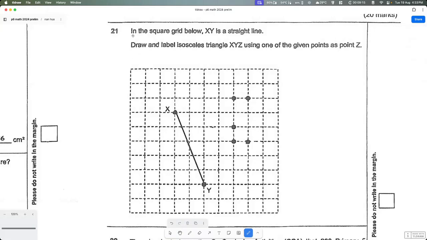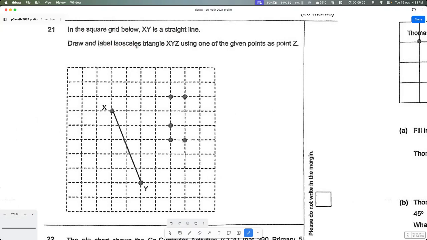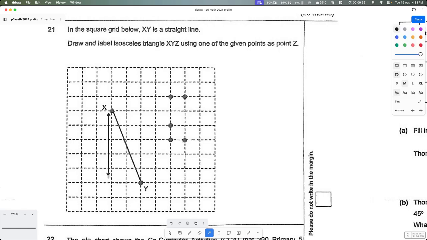All right, question 21. In the square grid below, XY is a straight line. Draw and label isosceles triangle XYZ using one of the given points at point Z. So for this, you can generally measure XY with the base and height. So let me just draw it here. Okay, so 1, 2, 3, 4, 5. So this is 5. This is 2 over here. All right, so yeah, then we can draw accordingly. So if one of the sides is 5 and 2, then it's correct.